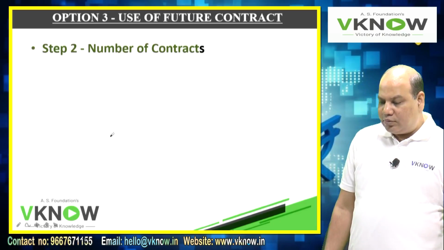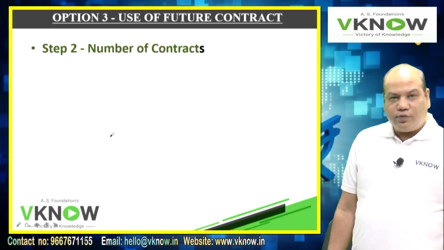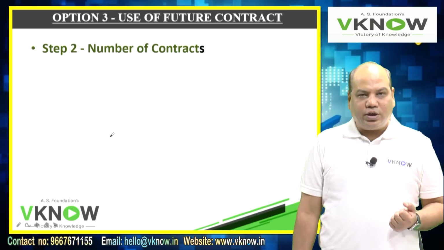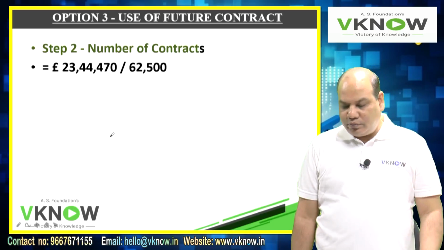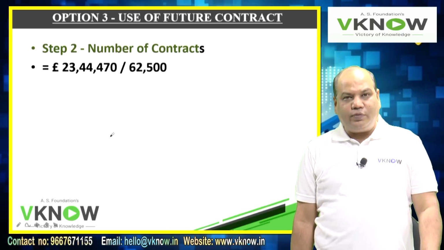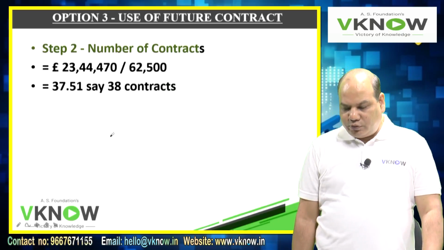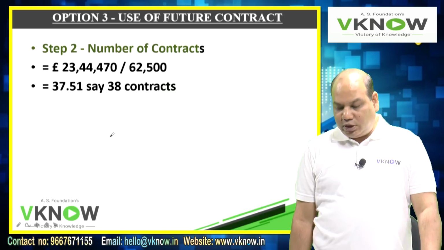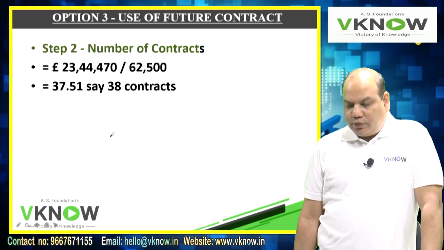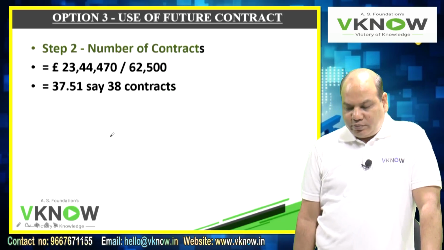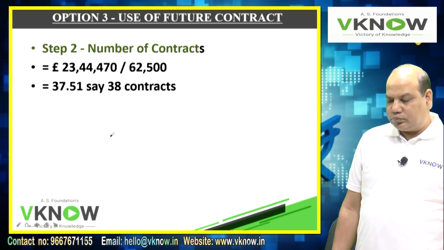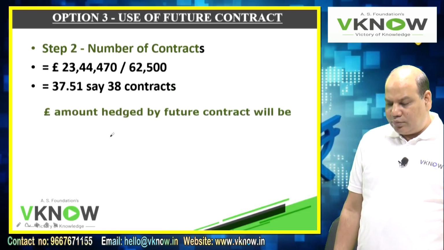Then for that we have to calculate number of contracts. So step 2, number of contracts. Try yourself. Take the previous answer, divide by lot size, 62,500. So that you'll get 37.51. So you can round off to 38 contracts. No problem. 38 contracts is okay.